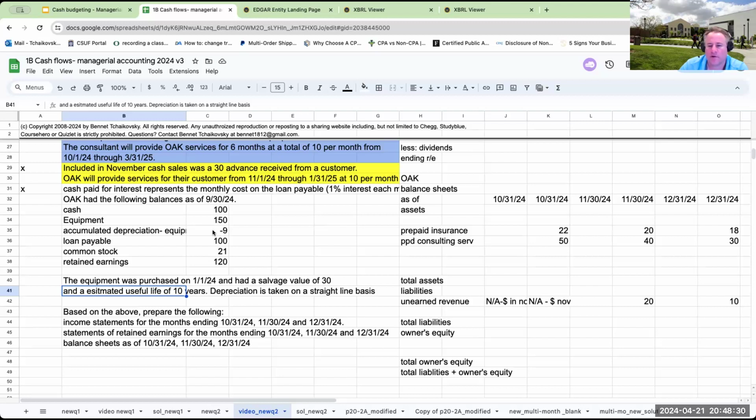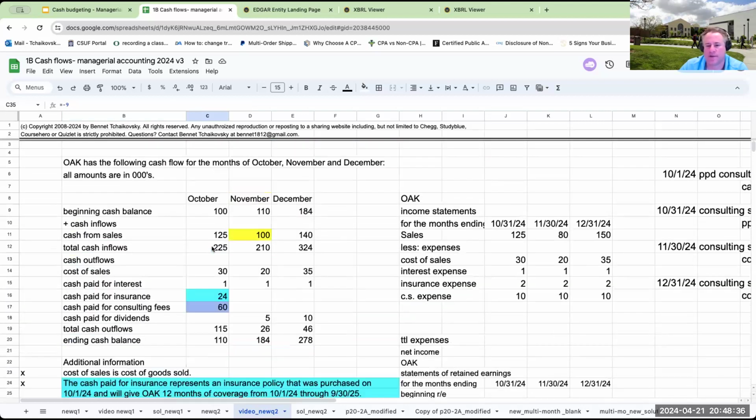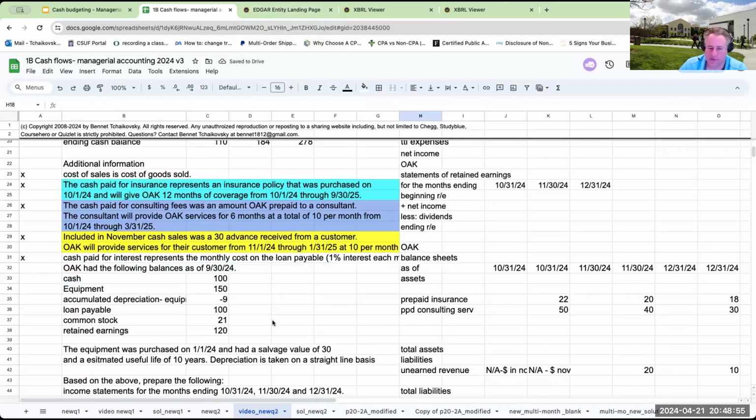So we're given a little bit of a clue here, right? Does depreciation expense show up on the cash flow? The answer is no. It's not going to show up here because depreciation is not a cash expense. However, we're going to need to record depreciation expense for the financial statements.